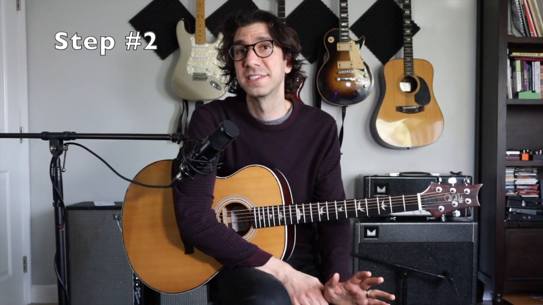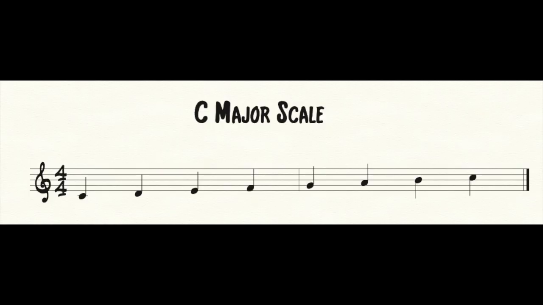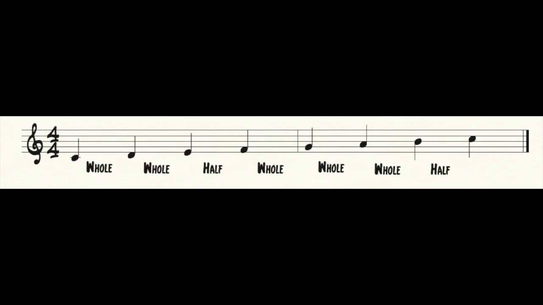Step 2 will be using the C major scale as a device for learning the names of the notes up and down the fretboard. So the C major scale is C, D, E, F, G, A, B, C. No accidentals, meaning no sharps or no flats. The C major scale is made up of a combination of half steps and whole steps. The pattern goes whole, whole, half, whole, whole, whole, half.